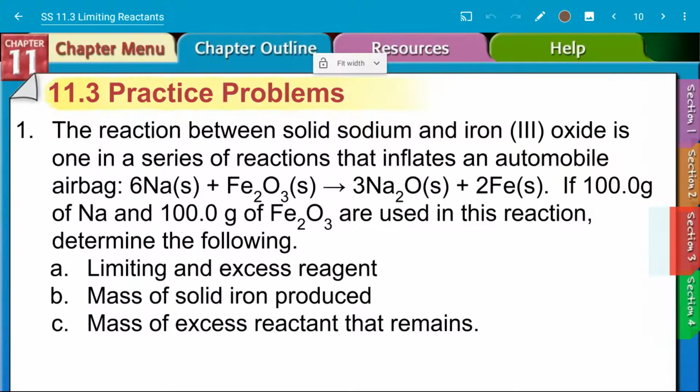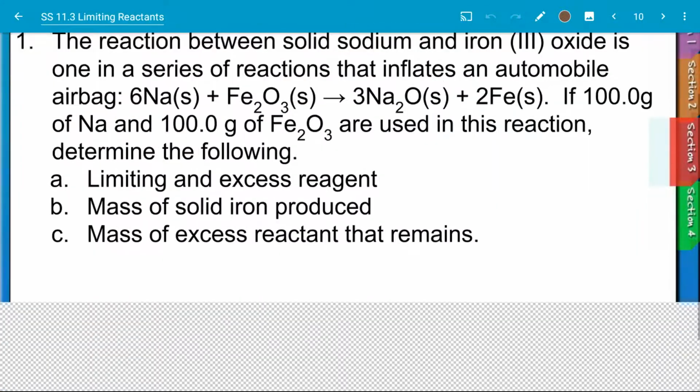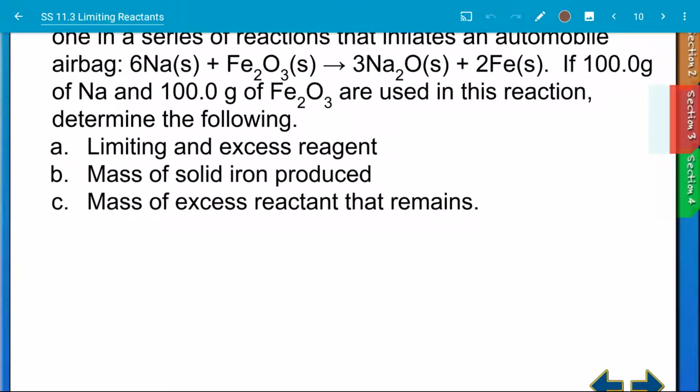The problem says the reaction between solid sodium and iron 3 oxide is one in a series of reactions that inflates an automobile airbag. So here they show you 6 moles of sodium plus 1 mole of iron 3 oxide produces 3 moles of sodium and 2 moles of iron. It says if 100 grams of sodium and 100 grams of iron 3 oxide are used in this reaction, determine the following: limiting and excess reagent.